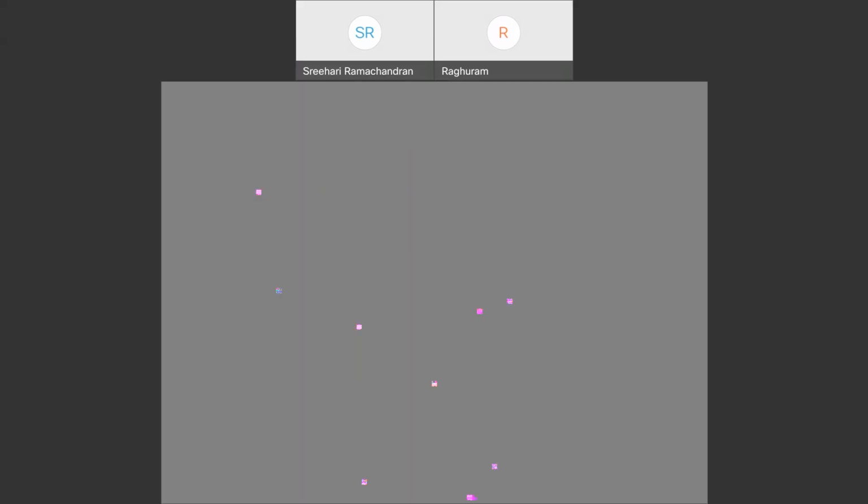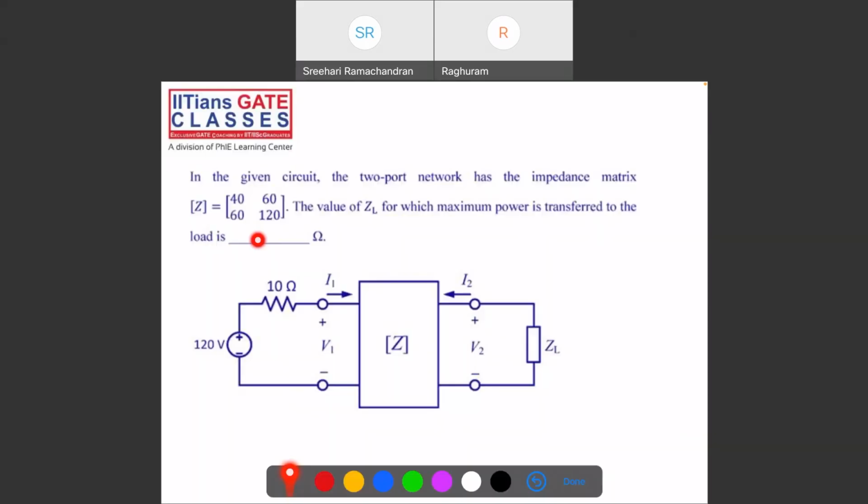You are given the Z parameters for this network, and you have this one here, and you have a load here. You have to find ZL for which maximum power is transferred to the load. That means, as seen from these terminals, you have to find Z Thevenin, right? So how are you trying to do this?